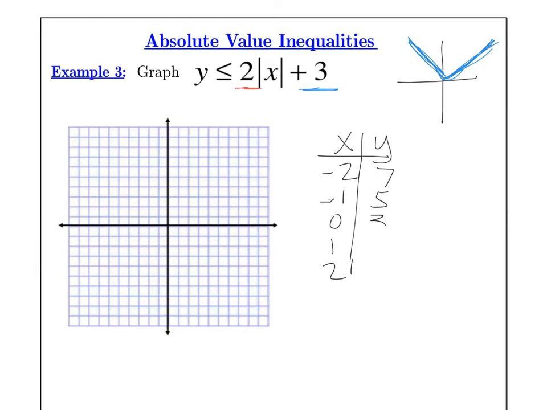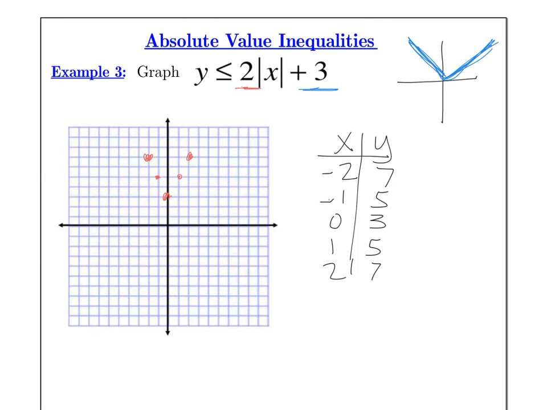Plus 3 is 3. If I plug in +1, absolute value of 1 is 1. 2 times 1 is 2. 2 plus 3 is 5. And then if I plug in 2 for x, absolute value of 2 is 2. 2 times 2 is 4. 4 plus 3 is 7. So I'm going to plot these points on my graph. So there's negative 2, 7, negative 1, 5, 0, 3. So I can see my vertical shift of 3 there. 1, 5, and 2, 7.